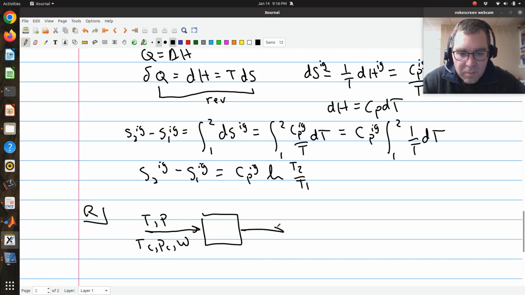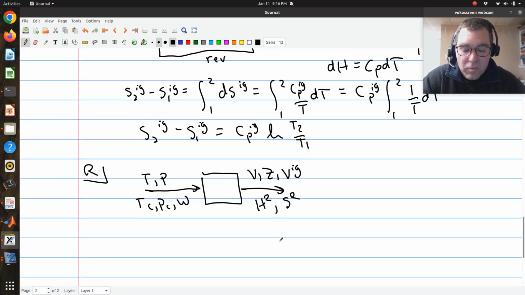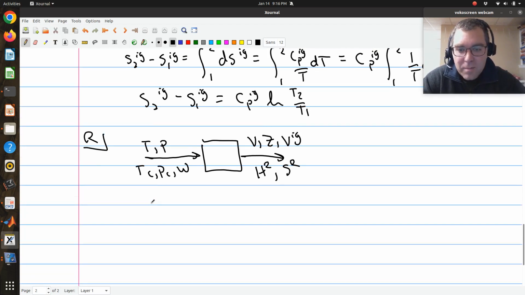And then out comes the context of chapter 2, V, Z. Okay, then I had to compute V ideal gas as well. And now it's also going to give HR and SR. And we already got the code working in part A to get us the residual entropies. Right, so we're already in good shape.